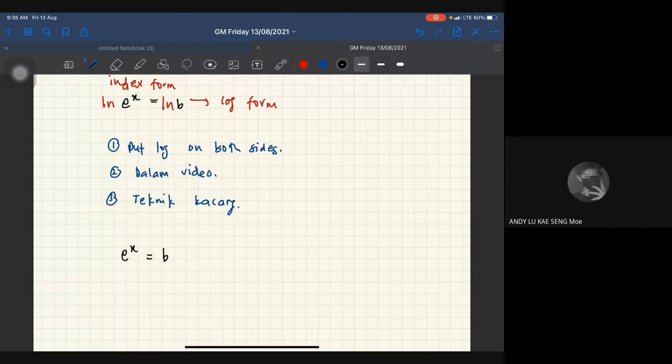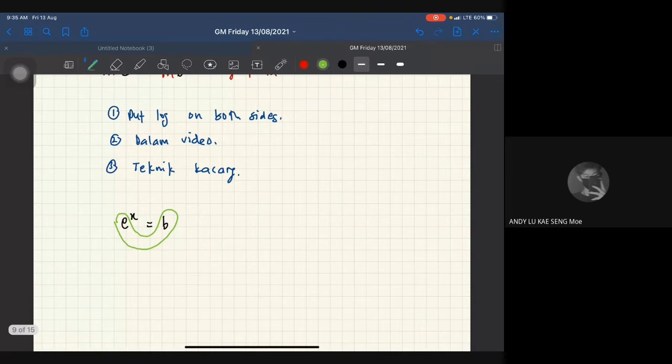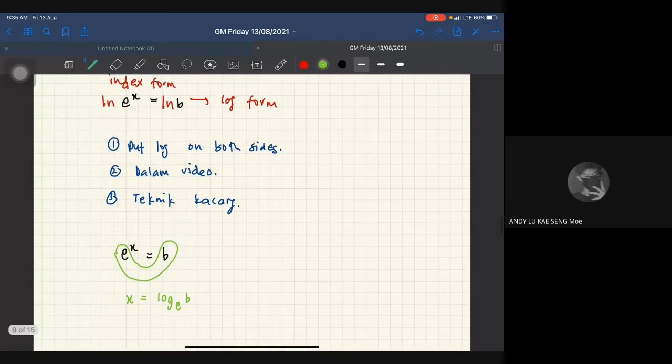Kita akan buat macam ni. Sekejap, tak nampak kot pen dia. Awak buat macam ni, buat macam ni. Dia jadi bentuk kacang kat situ. Apa yang tinggal adalah x, awak tulis balik x, so dia akan jadi equal to log base e b. Macam ni. Sama tak dengan apa yang saya buat kat atas tadi? Sama kan? Saya prefer guna teknik yang ini sebab lagi mudah dan lagi senang untuk saya ingat. Kita panggil dia sebagai teknik kacang.